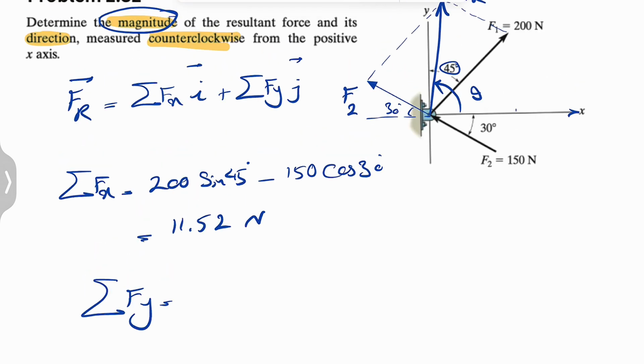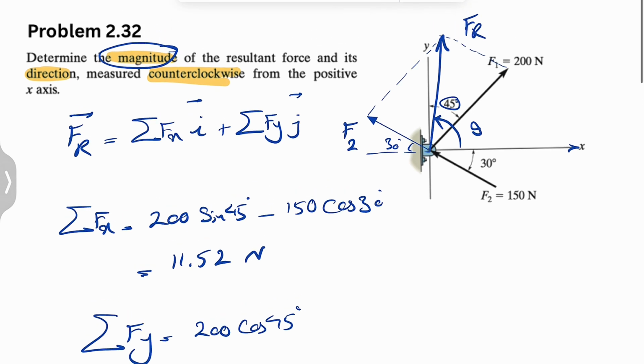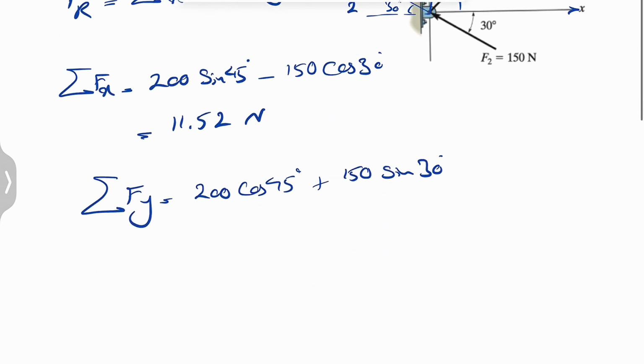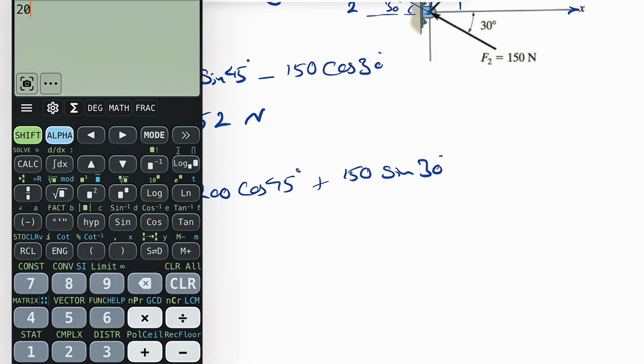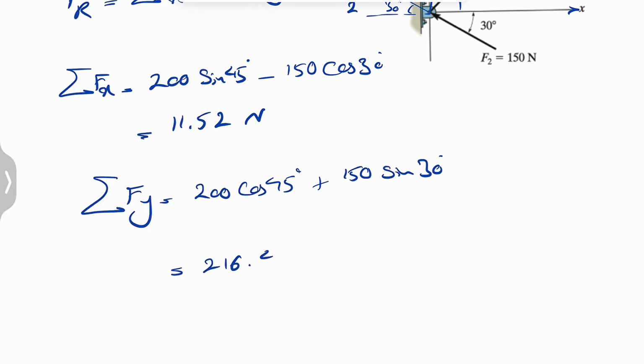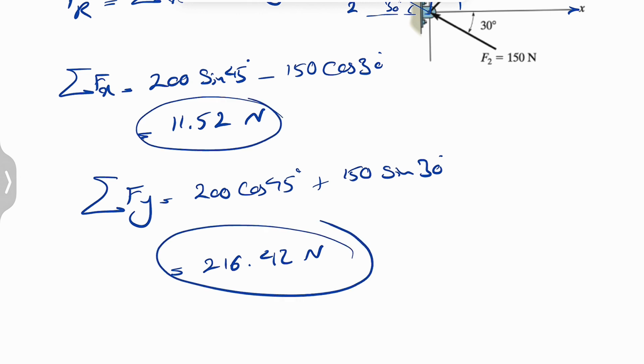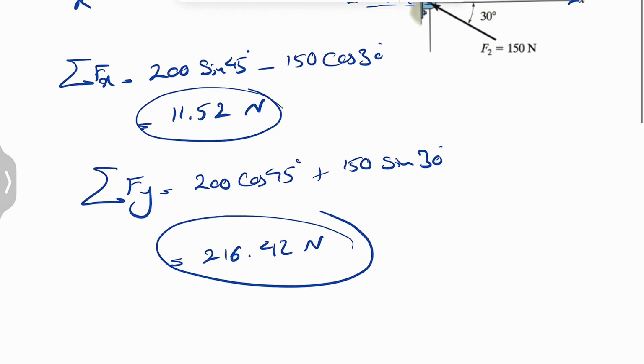We can see the y component of F1 will be in this direction, so it's positive 200, and now we have cosine of 45 degrees. The y component of F2 is also positive. It will be in this direction, so plus 150 sine of 30 degrees this time. So let's see what we get. 200 cosine of 45 plus 150 sine of 30, which is 0.5, so that's going to be 216.42 newtons. All right, so now we have the x component and y component.